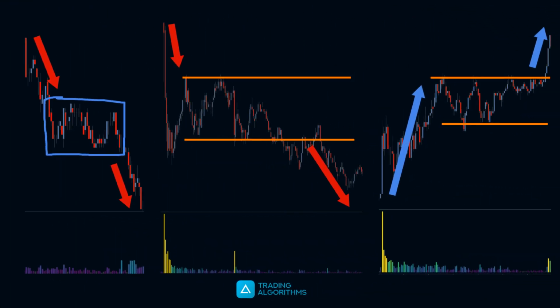The next type of correction occurs in the form of a local flat. There is no clear pattern in the volume, but you can visually identify the flat and simply wait for it to end when a new impulse crosses its boundary in the direction of the trend.